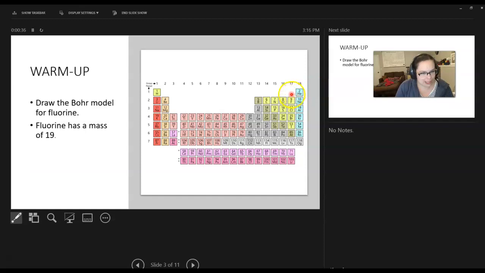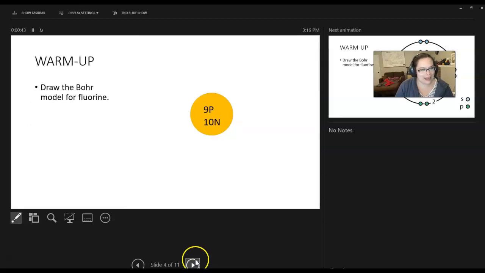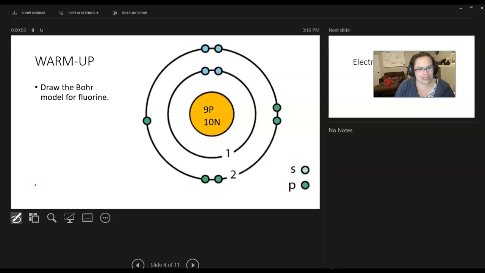So fluorine is here, and it has a mass of 19, which means it has 9 protons and 10 neutrons in the nucleus. And then you add electrons in rings. The first ring has 2, and the second ring can hold up to 8. In this case, fluorine has 7 more electrons, so it has 7 electrons in its outer shell.